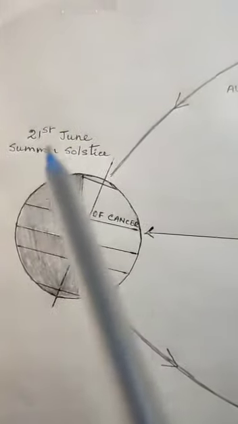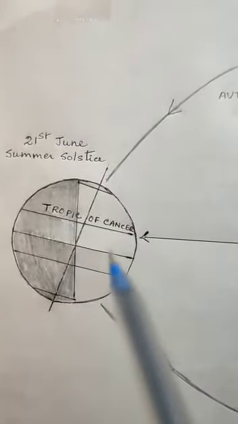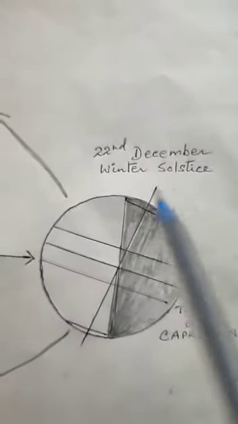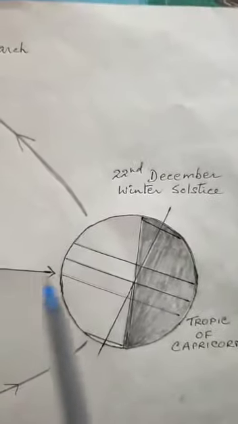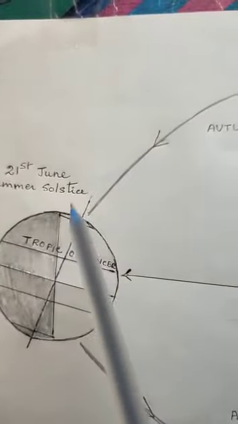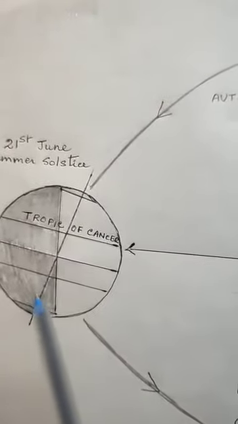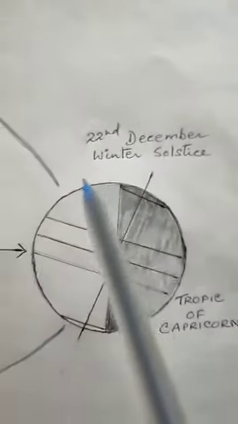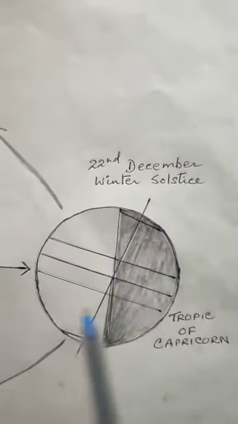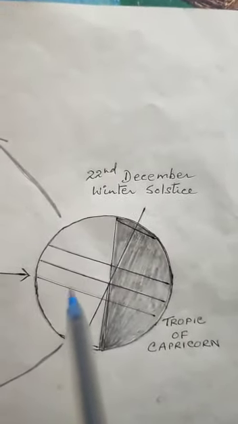And there are two solstices, that is summer solstice, 21st June, vertical rays of the sun are on the Tropic of Cancer, and 22nd December, winter solstice, vertical rays of the sun are on the Tropic of Capricorn. And on 21st June, summer is in the northern hemisphere, winter in the southern hemisphere, and on 22nd December, winter in the northern hemisphere and summer in the southern hemisphere. So these were the effects of revolution.